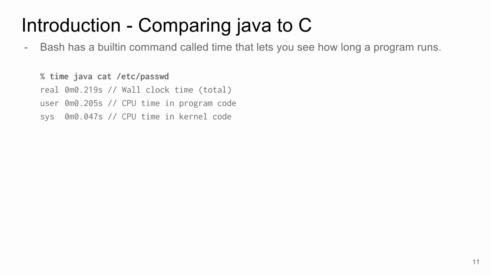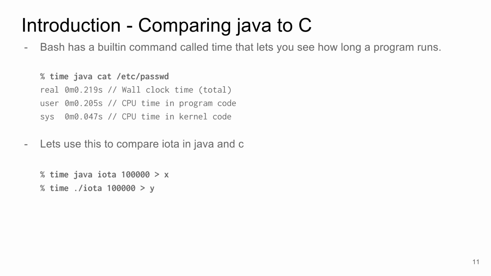Yesterday I mentioned how one of the benefits of C code is that it's really fast, typically 80 to 90% as fast as a handwritten assembly program, which is really good. So right here in this slide, we're just going to compare those two iota programs that we had and see what the time difference is.